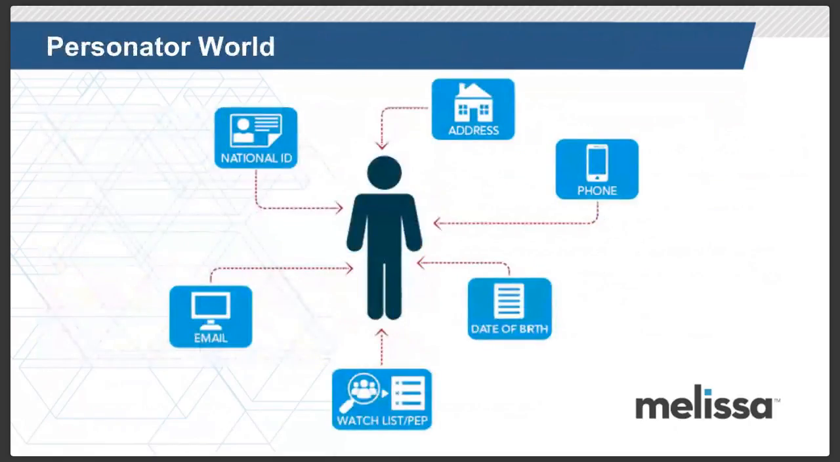So this brings us to our solution, Personator World, as a web service. This is our comprehensive ID verification solution. In this graphic, we're dealing with a lot of different types of data elements listed here: addresses, phones, date of birth, email, national ID. They're being fed into Personator World. And then we can also do watch list screening and PEP checks. PEP is for politically exposed persons.